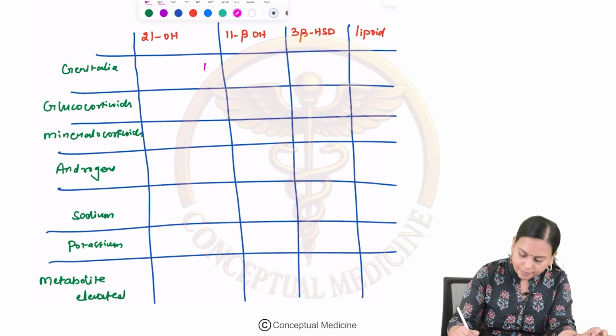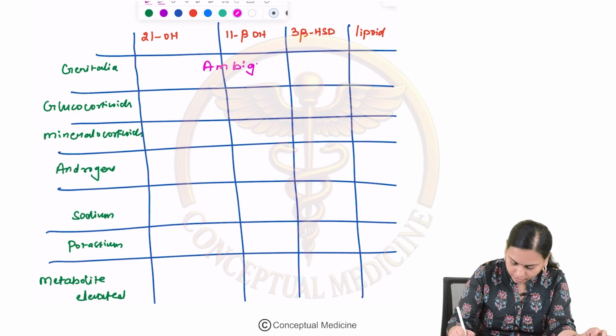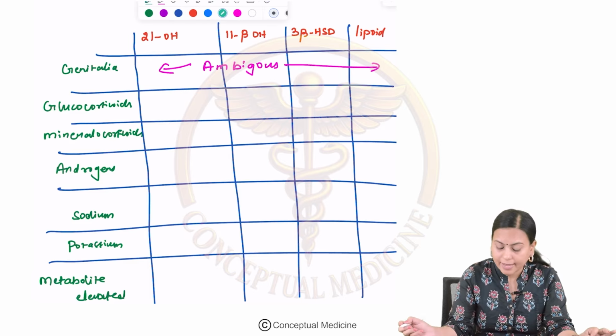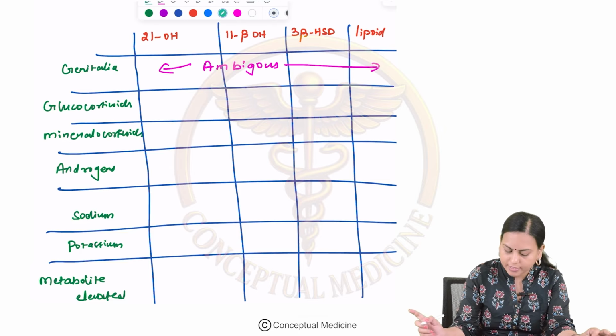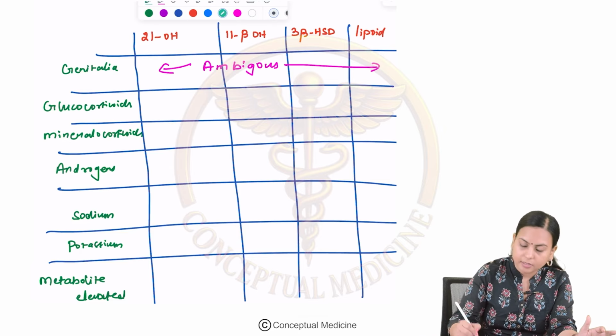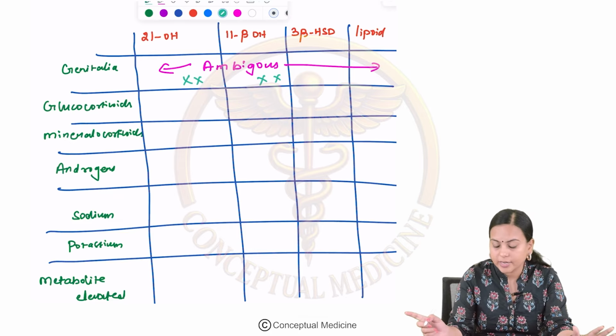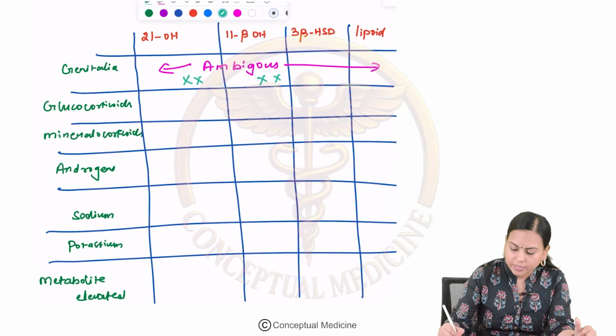Clear? Now, in 21 hydroxylase deficiency or any other type of congenital adrenal hyperplasia, your genitalia is going to be ambiguous genitalia. Okay, yes, it is completely ambiguous genitalia only. But remember, when you do a karyotype in 21 hydroxylase and 11 beta hydroxylase deficiency, the karyotype will be XX. Okay, whereas in 3 beta hydroxysteroid dehydrogenase and lipoid deficiency, the karyotype will be XY.